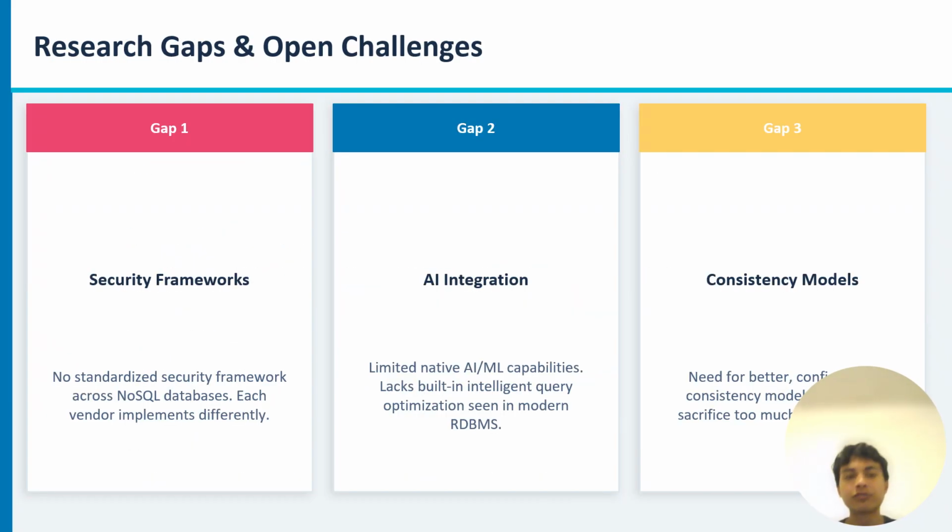So even though NoSQL is widely used, there are still some open challenges. First, security frameworks are not standardized. Each database handles security differently, which can create inconsistencies. Second, limited AI integration. Modern systems are starting to use AI for optimization, but NoSQL databases still lack strong built-in AI features, which can be improved. Third, consistency models need improvement. There is still a trade-off between performance and consistency, and finding the right balance is an ongoing challenge. So there is still room for research and development in this field.